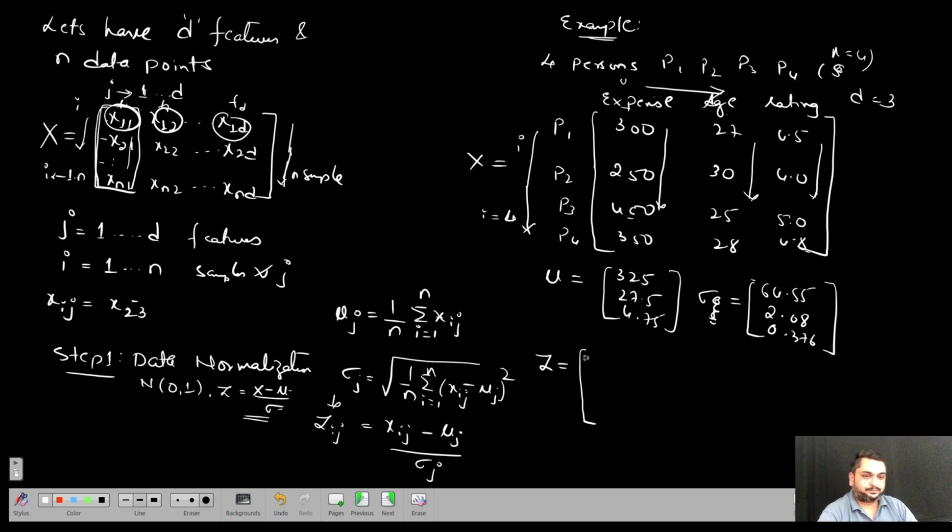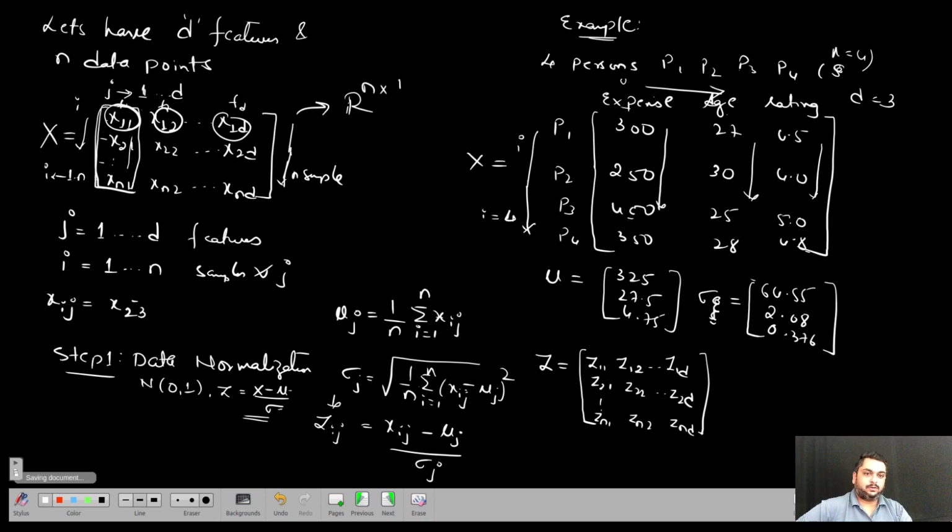So I calculate this Z matrix. I converted the X matrix to Z matrix. This is the normalization, the first step. Z12 up to Z1d, Z21, Z22 to Z2d, and so on. So we'll have Zn1, Zn2, Znd. Now you observe the important thing here: what is the size of this matrix? It belongs to the real domain. I have n samples and d columns, d features, so n cross d. This will play an important role when I do the projection.